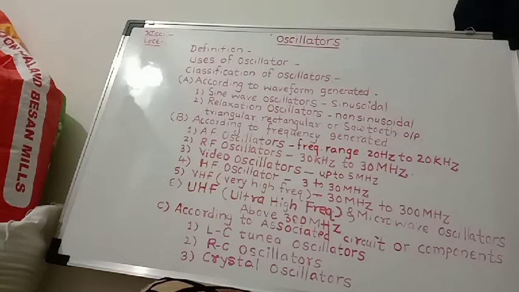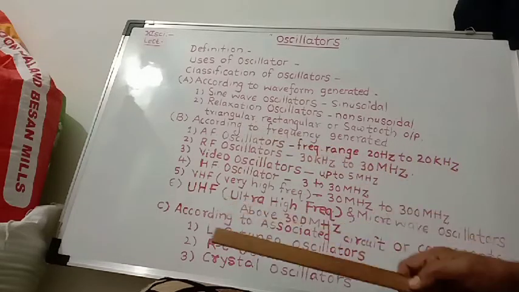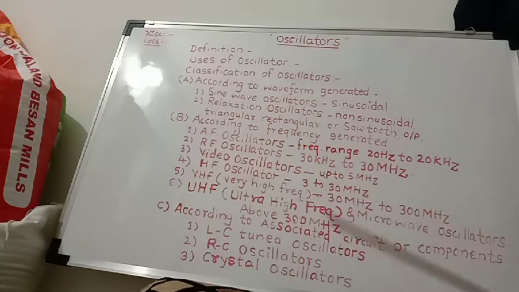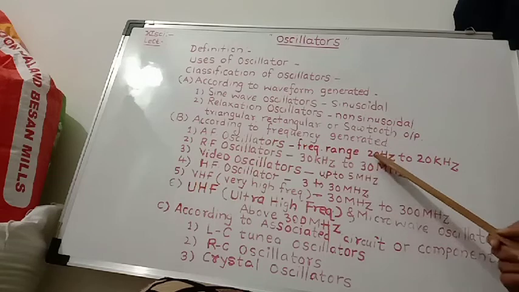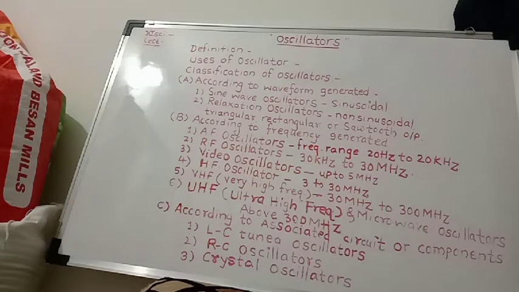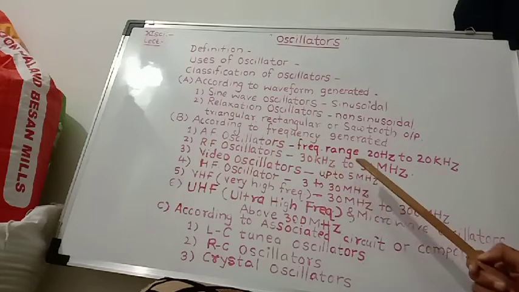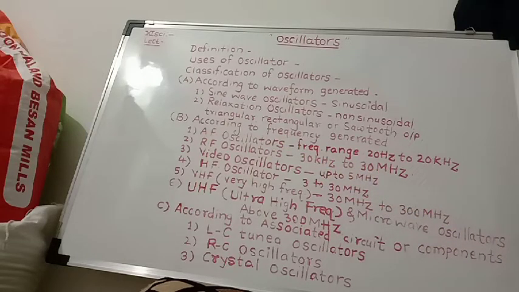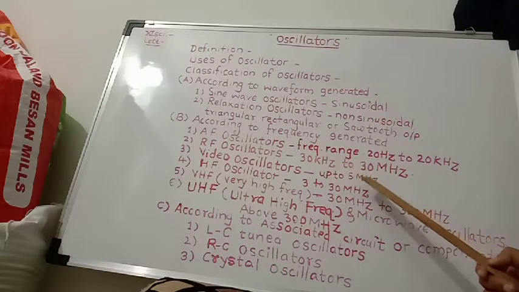The second type is according to frequency generated. There are totally 6 types of oscillators. AF oscillators, that is audio frequency oscillators, with a range of 20 Hz to 20 kHz. The second is RF oscillators, radio frequency oscillators, with a range of 30 kHz to 30 MHz. Then the third type is video oscillators, with a video frequency range up to 5 MHz.